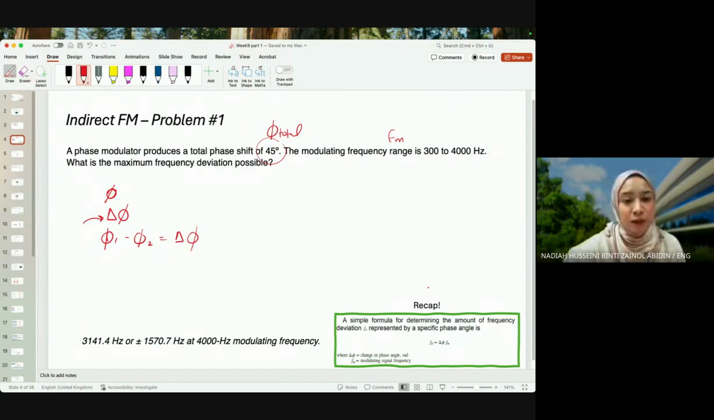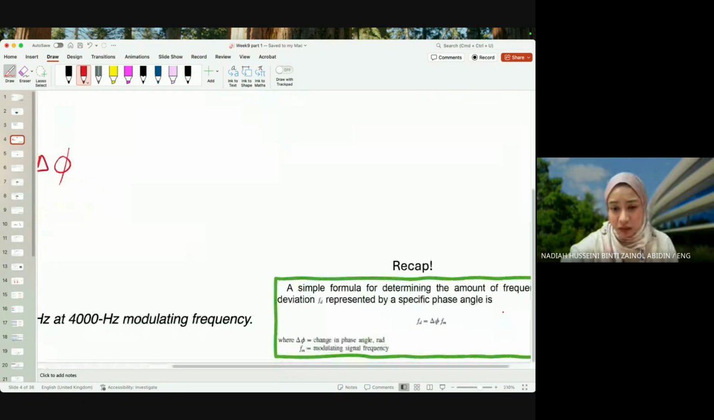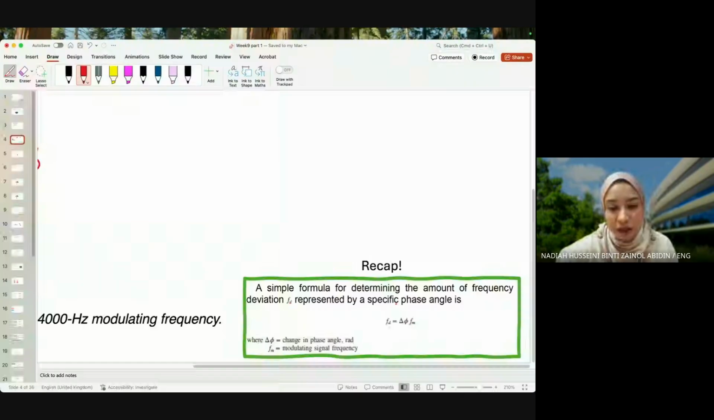Now I have a little recap for you down here. It's a little bit small, let's zoom it a bit. A simple formula for determining the amount of frequency deviation FD represented by a specific phase angle is: FD, which is frequency deviation, equals delta phi, which is phase shift, times FM. Here delta phi is the change in phase angle in radians, and FM is the modulating signal frequency.